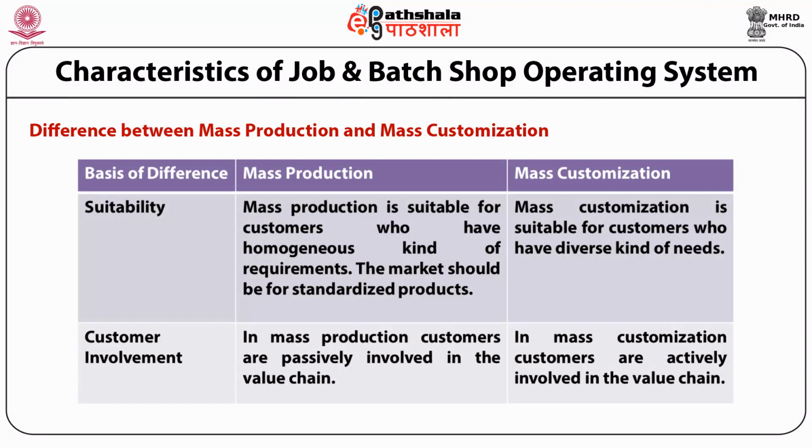Other differentials are suitability and customer involvement. Let us take suitability first. Mass production is suitable for customers who have homogeneous kind of requirements. The market should be for the standardized products. Whereas mass customization is suitable for the customers who have diversified kind of needs. Let us take customer involvement now. For mass production, customers are passively involved in the value chain. Whereas for mass customization, customers are actively involved in the value chain.